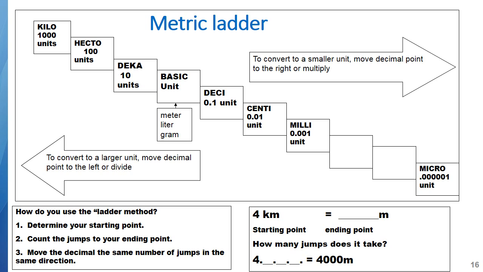Okay, so let's just do an example. If I have 4 kilometers and I want to convert that to meters, what do I do? Well, I start at kilometers, which you can see is up in the left-hand corner. And so I have 4. What do I need to get to the basic unit of meter? I have to move the decimal place to the right 3 places. So I would have 4,000 meters.